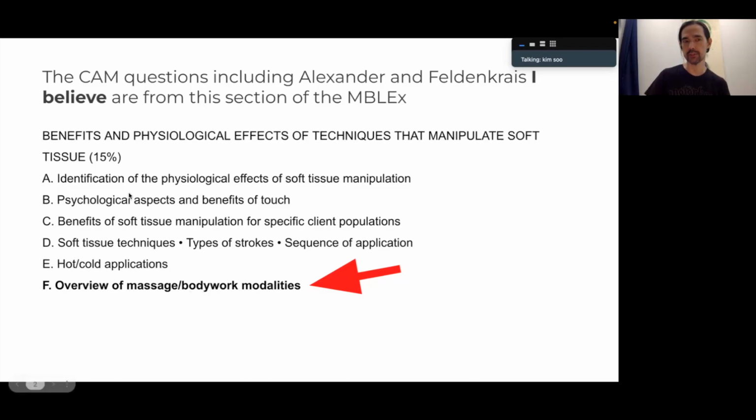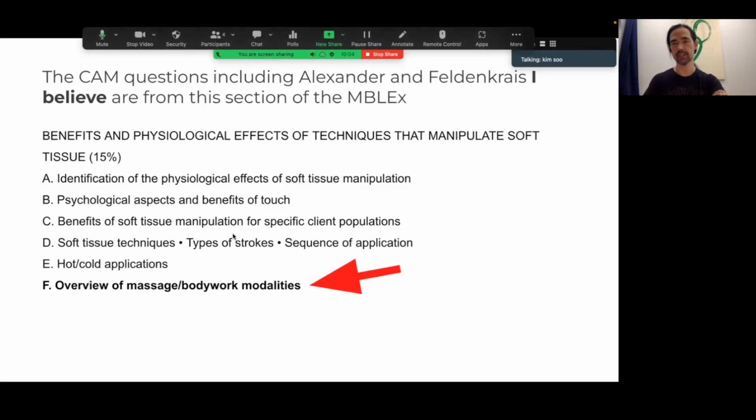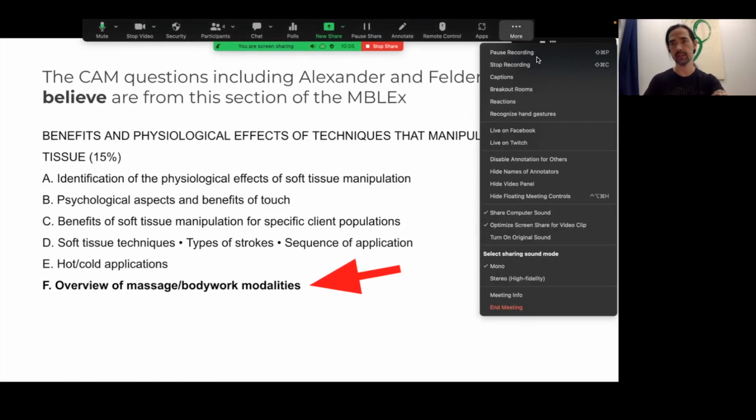I did do a search in the AMTA app looking at just the benefits and physiological effects of techniques that manipulate soft tissue. I didn't see any of these items on there. And YouGoPrep, they don't organize it, unfortunately, by section the same way that the AMTA does. Meaning I cannot pull up all questions from one section the way that I can on the AMTA app.